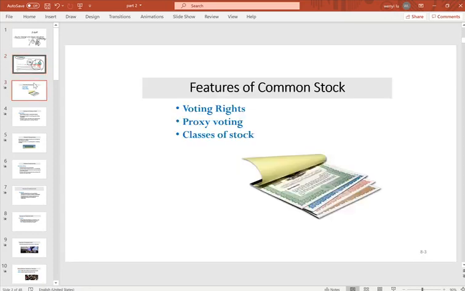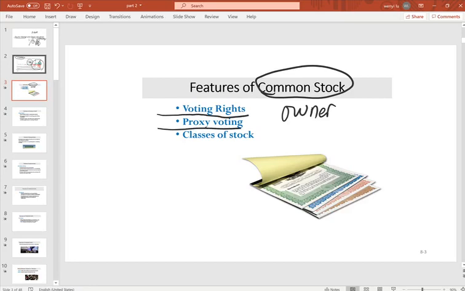For our stock, there are two types of stock in the shareholders' equity: preferred stock and common stock. What's the feature of common stock? If you hold common stock, you are an owner of this company, a true owner based on how many shares you hold. You have proportional voting rights for this company. This is what we call proxy voting. The more shares you hold, the more voting rights you have.